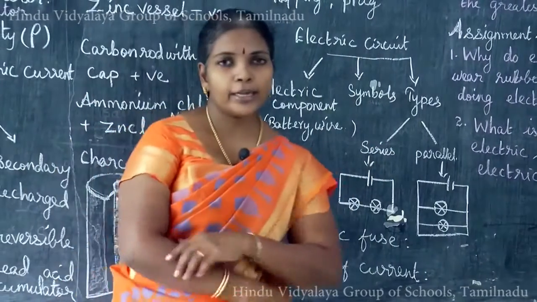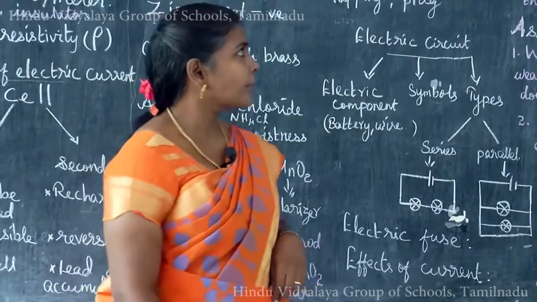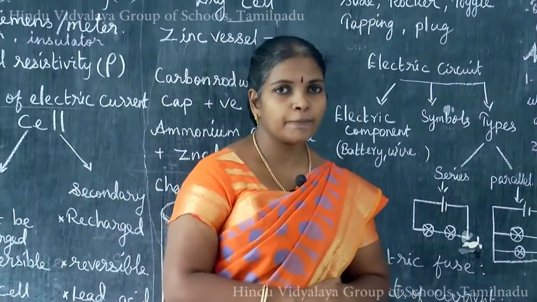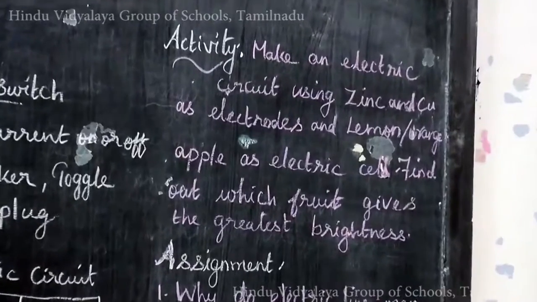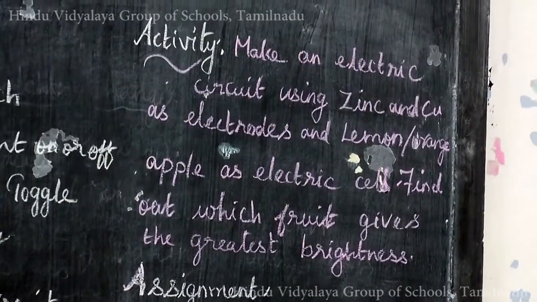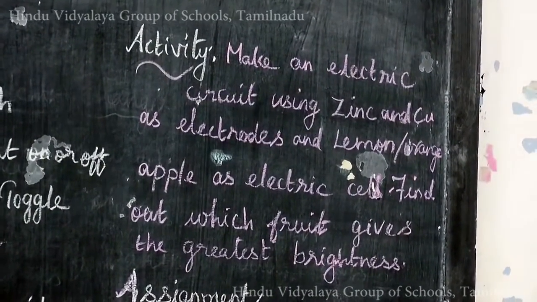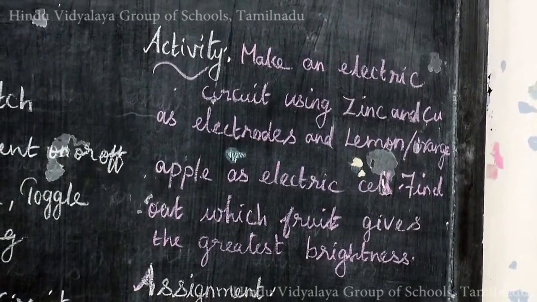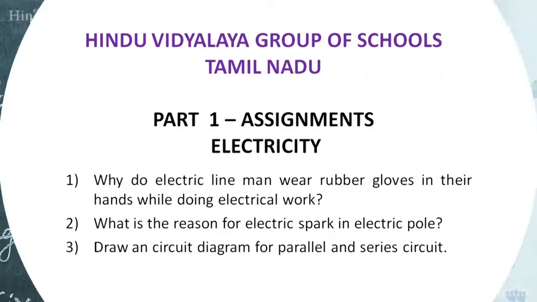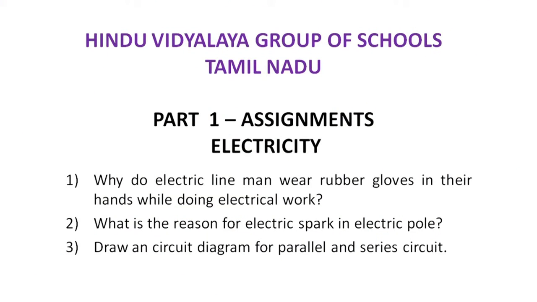Now today I am giving an interesting activity. Make an electric circuit by using zinc and copper as electrodes, and apple, lemon, orange as an electric cell. You make an electric circuit of your own and find out which fruit gives the greatest brightness and the reason for that. Okay. Then next assignment, why do electric linemen wear rubber gloves while doing electrical work? And another question, what is the reason for electric spark in electric pole?